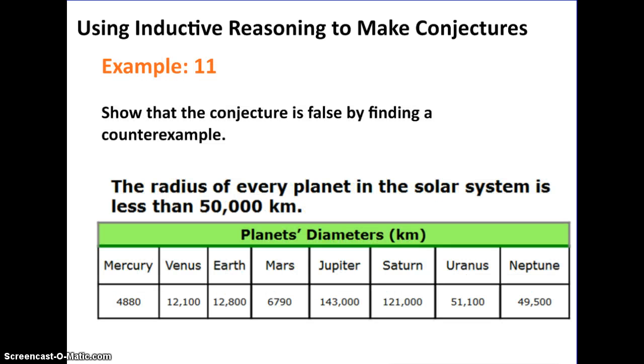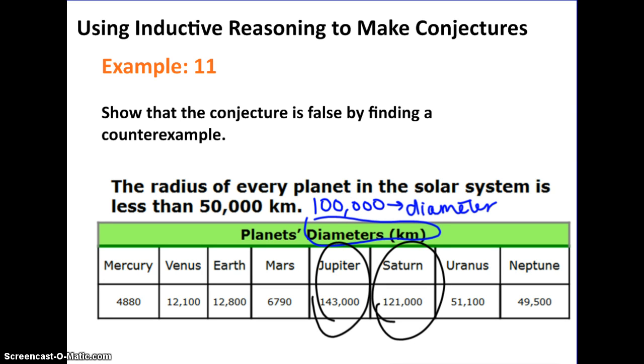Alright, example number 11, and our last example for today, says that the radius of every planet in our solar system is less than 50,000 kilometers. Now, I want you to read this very carefully because the table is actually in diameters. What that means is I have to multiply this 50,000 by 2 to get 100,000, because this is going to be the new diameter that I'm looking for. So basically, I'm looking for one example. There are 2 on this table that have a diameter larger than 100,000. That would be Jupiter, and that would be Saturn.